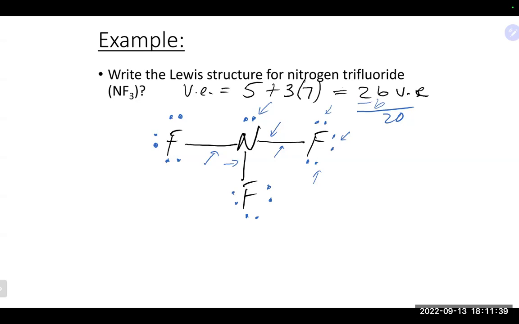So that would be the case where you would want to try to fix it by making a double bond. And if the double bond doesn't fix it, you would then want to make a triple bond. Hopefully that would fix it at that point. Any questions on this one here? All right.